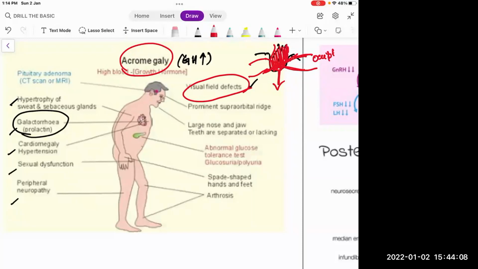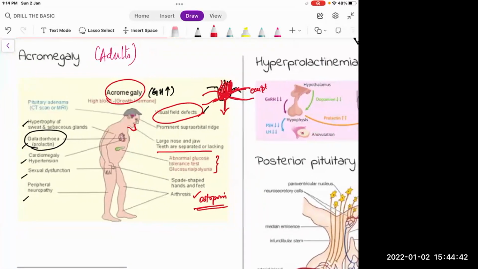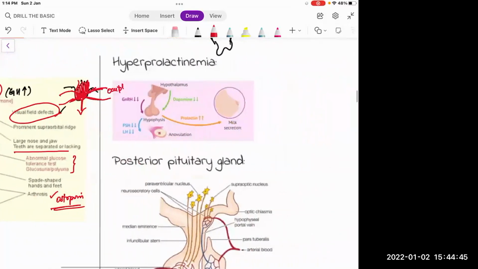Most commonly the visual defect due to the optic chiasma is bitemporal hemianopia. All the bones will be increased, so prognathism will be seen, that is, an enlarged jaw. Abnormal glucose tolerance, because it also has a role in glucose metabolism, and osteoporosis, because of excess calcium absorption. So these are all the common features we will encounter in acromegaly.